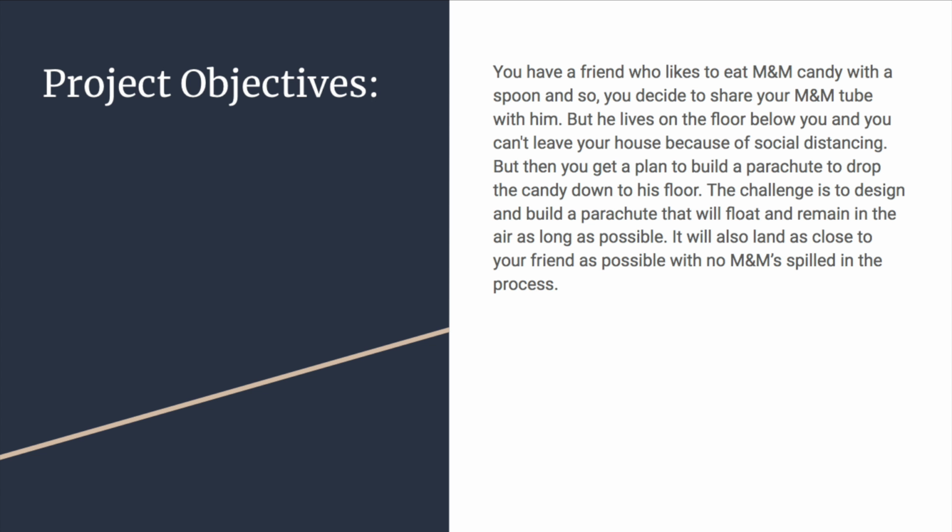Okay, so the project objectives: you have a friend who likes to eat M&M candy, and so you decide to share your M&M tube with him, but he lives on the floor below you and you can't leave your house because of social distancing. But then you get the plan to build a parachute and drop the candy down to his floor. The challenge is to design and build a parachute that will float down and remain in the air as long as possible. It will also land as close to your friend as possible with no M&Ms spilled in the process.